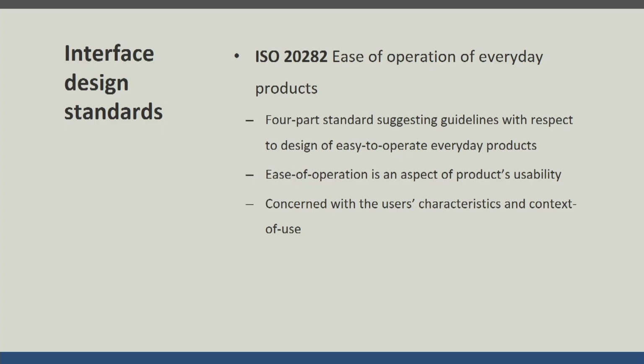ISO 20282 is about ease of operation of everyday products. It's also a 4-part standard suggesting guidelines with respect to design of easy to operate everyday products. Now, ease of operation is, as you would see in the next few slides, an important part of usability of the interactive product. How easy is the product for users to use is an aspect and a concern for usability. And ease of operation is concerned with the user's characteristics and context of use.